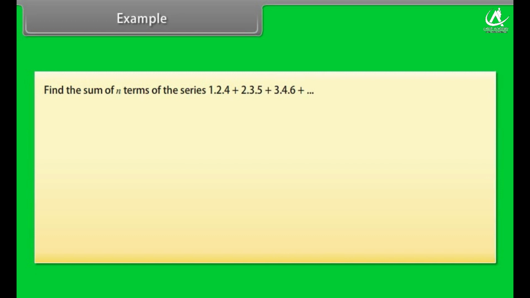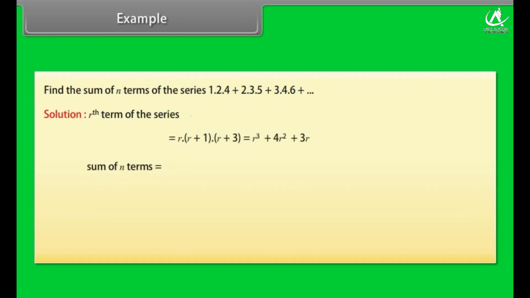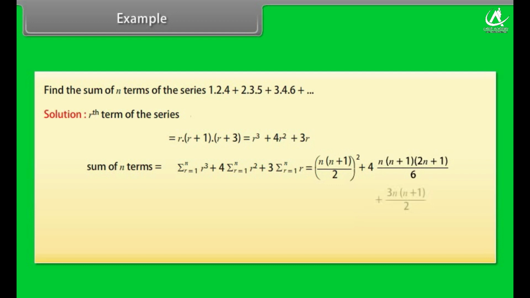Example: find the sum of n terms of the series. Solution: rth term of the series is equal to. Sum of n terms is equal to summation from r equals 1 to n of r cube plus 4 times summation from r equals 1 to n of r square plus 3 times summation from r equals 1 to n of r, which is equal to. On solving, we get n into n plus 1 by 12 multiplied by 3n square plus 19n plus 26.